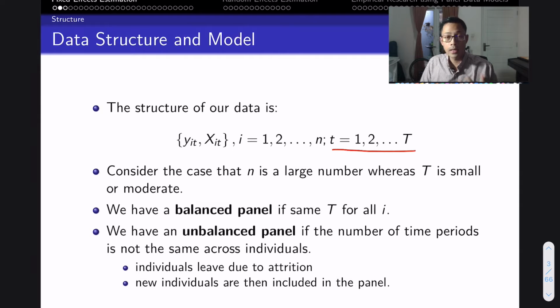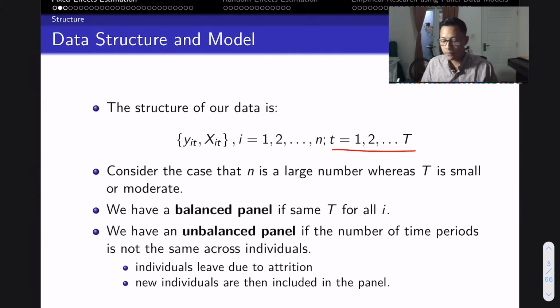And another thing is that, for example, if you want to keep the number of households or the number of units similar across periods, then what you want to do is replace the individuals who left the data with new individuals into the panel.